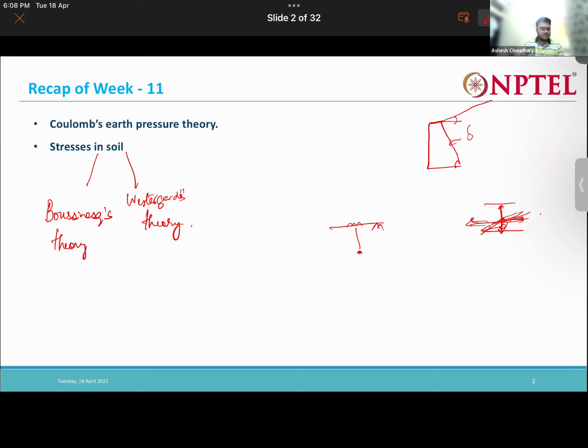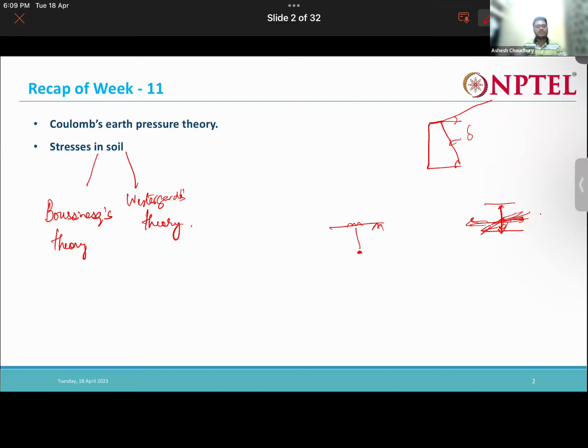Similarly, there are also some assumptions of Westergaard's theory. Westergaard also assumed that the soil is homogeneous, semi-infinite, and elastic. But Boussinesq's theory said that the soil is isotropic, whereas Westergaard's theory said that the soil is non-isotropic, meaning the properties change as we change the direction.